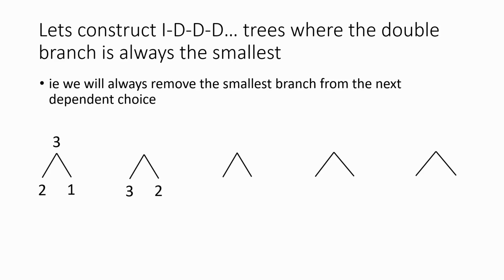So what happens if we keep doing this? If we construct IDDD trees where the double branch is always the smallest, it's always removed. So we take the 3, its largest branch, which is the 2, to make the 5. We take the 5, its largest branch, which is the 3, to make the 8. And then we just keep doing that. And yeah, hopefully you see that these trees are forming some kind of pattern that you might know of. Dear viewer, it's the Fibonacci sequence.